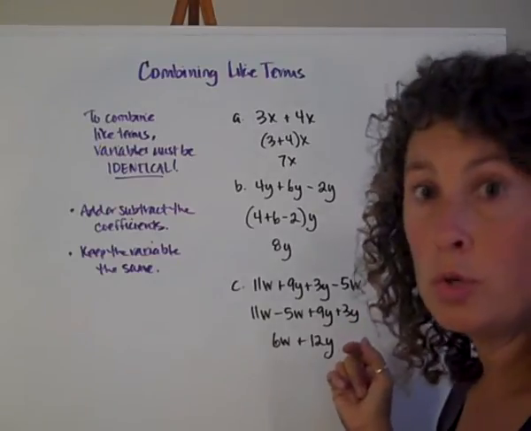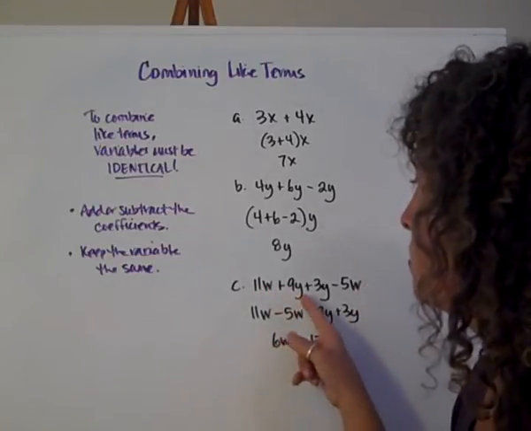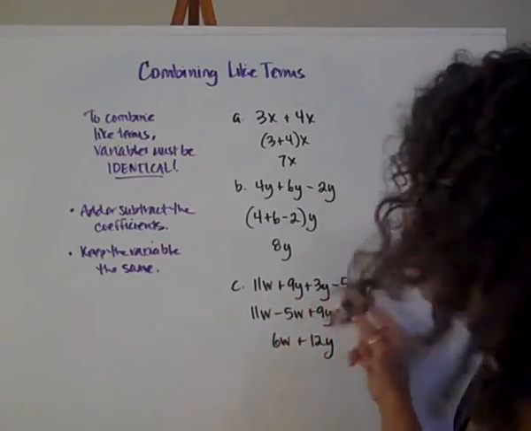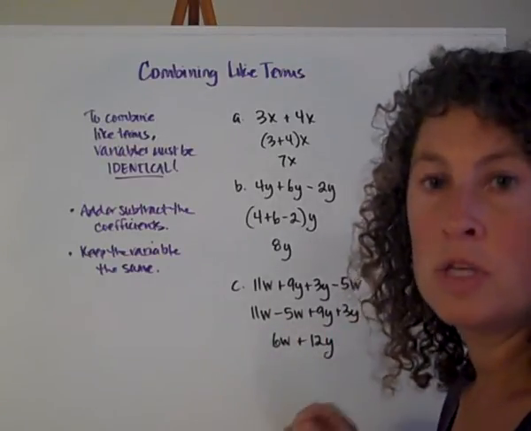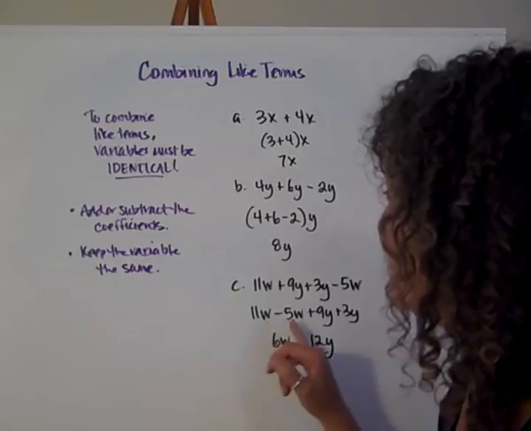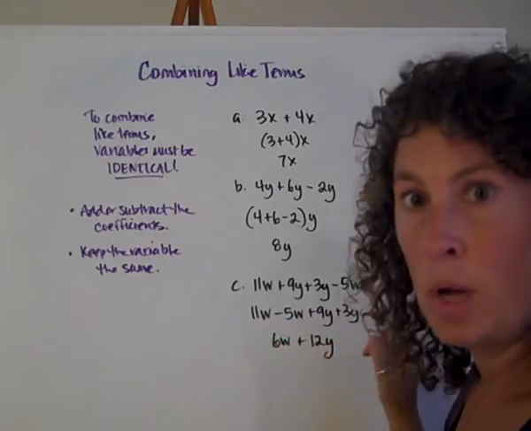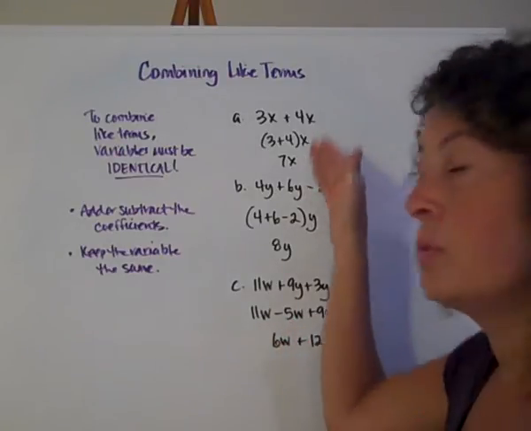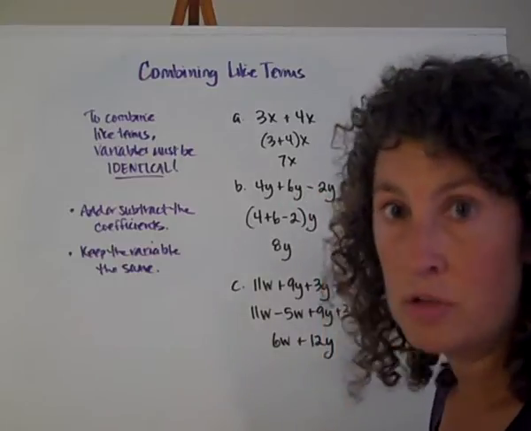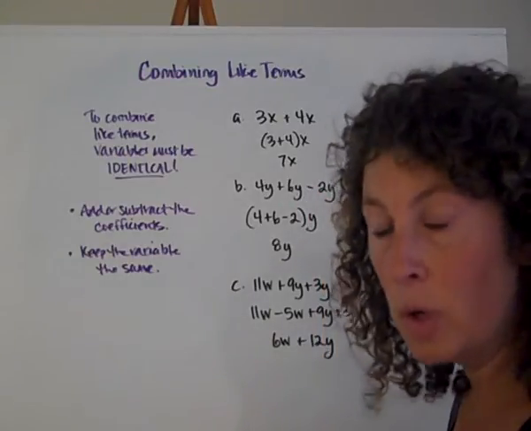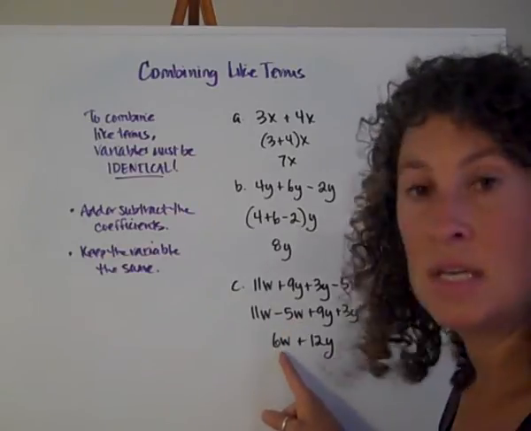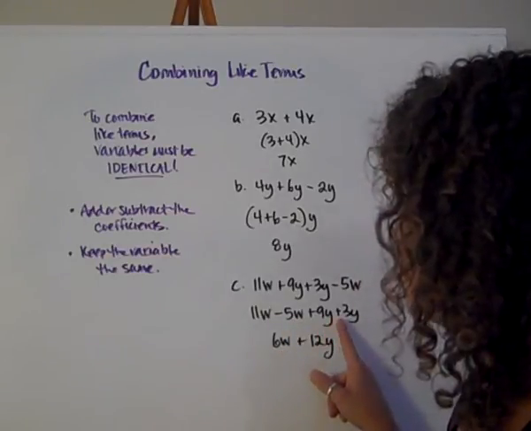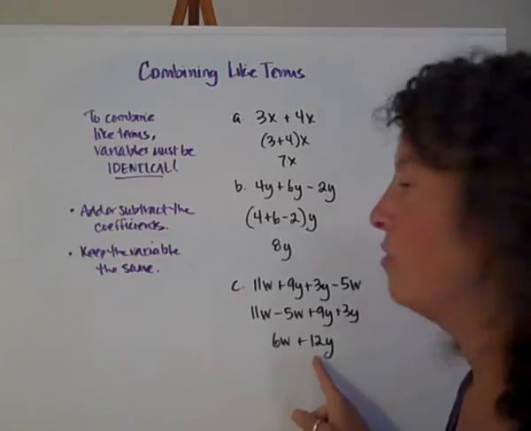Here's another one with two different variables going on. 11w plus 9y plus 3y minus 5w. I'm going to regroup these so that my terms that are alike are together. So 11w minus 5w plus 9y plus 3y. Now I didn't write it out the way that I wrote it out here. You don't have to write it out once you get the flow and how it works. So 11w minus 5w is 6w, and 9y plus 3y is 12y.